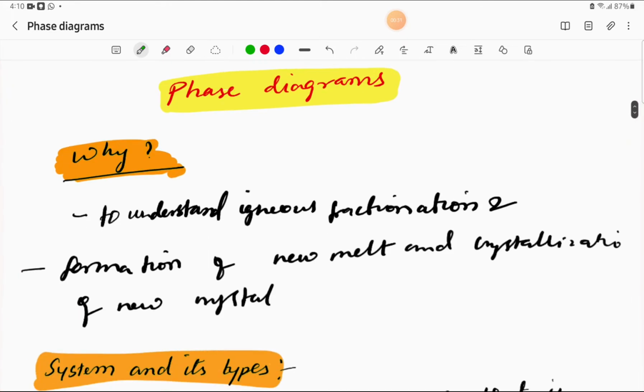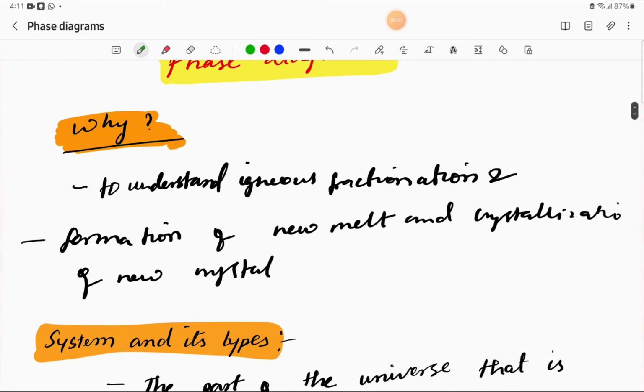So first, why do we need to learn phase diagrams? We need to learn phase diagrams because it helps us to understand how a mineral is formed from the melt. See how a crystal is formed and which crystal is forming first, at which temperature and which pressure. So it helps us to understand in a better way. That's why we need to learn phase diagrams.